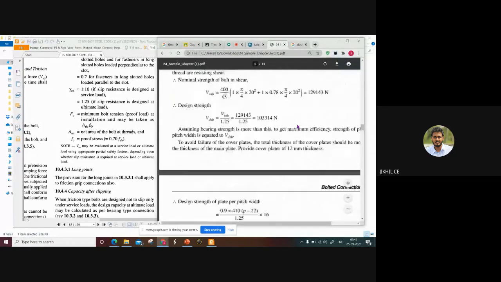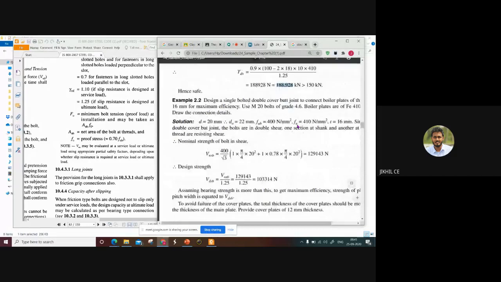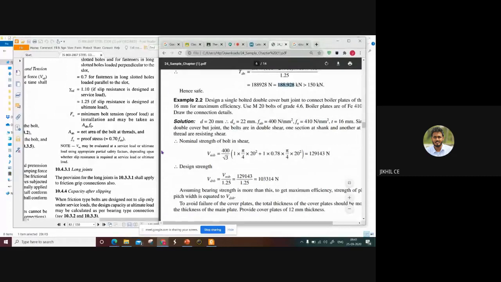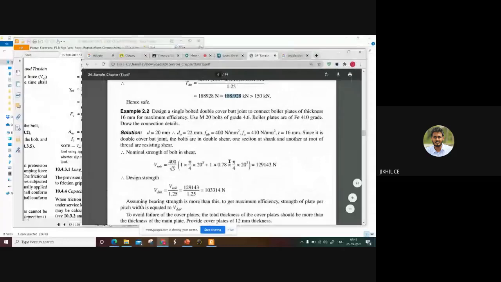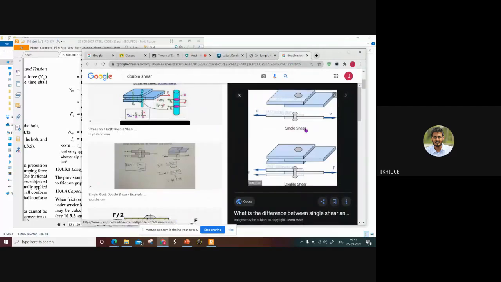We'll see one more problem. Okay, this comes with a double butt cover joint. So there are some variations. Just show the problem first. Okay, you can see example 2. I'm just covering it fast because of question time. Example 2.2, design a single bolted double cover butt joint. So you can see the double cover butt joint.